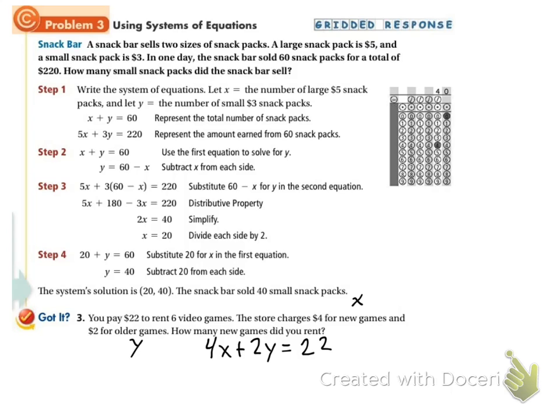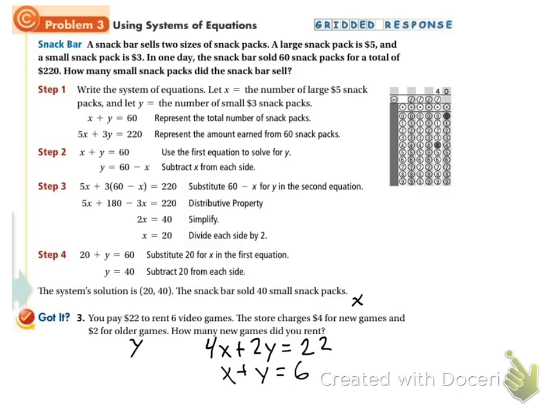So I know my total of new games and old games is 6 games. So that's what my x is standing for. X is standing for the number of new games. Y is standing for the number of old games. So I get x plus y equals 6. And now I'm going to use substitution to solve this.